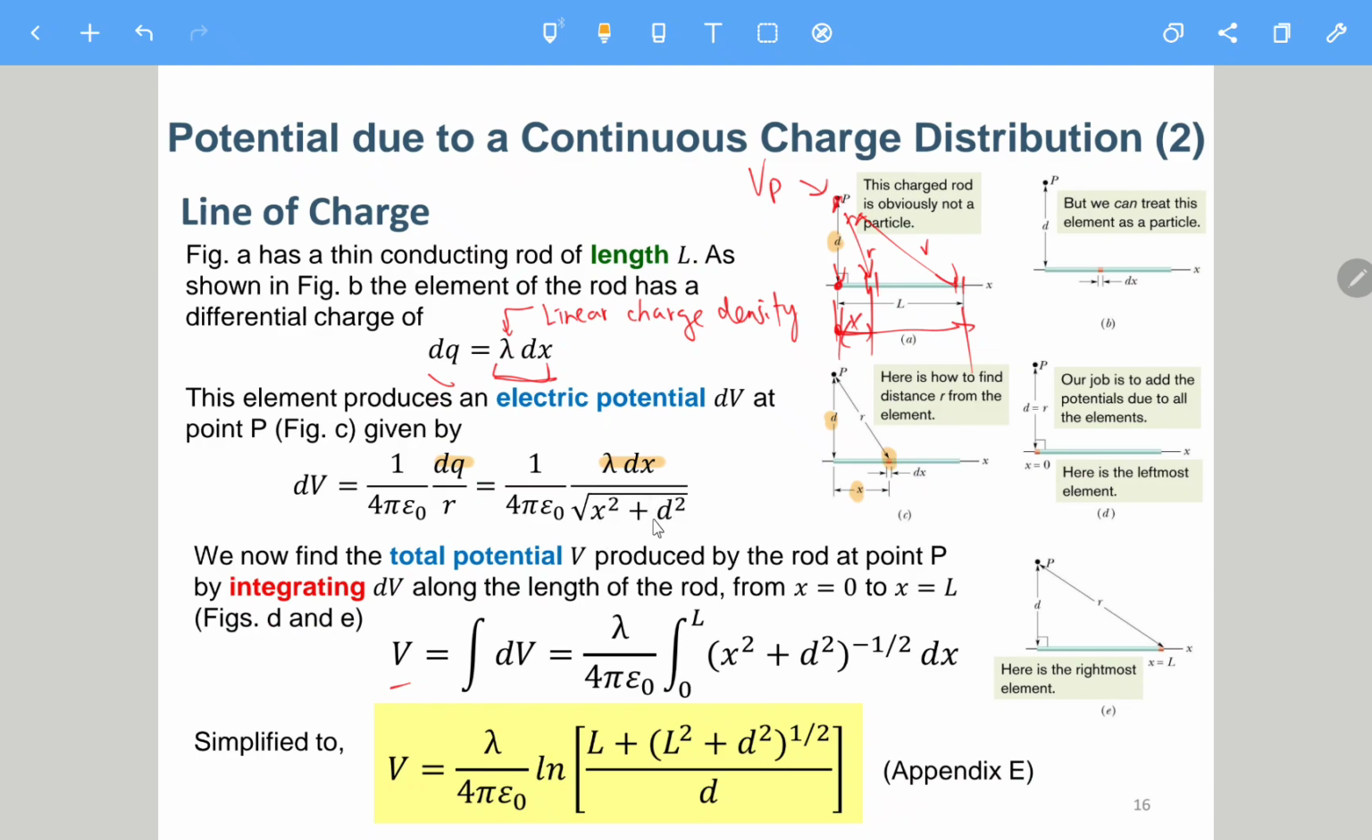All other variables are constant. D is constant, lambda is constant, this is constant. So we can start the integration. V equals the integration of dV, and then we just plug in this expression here.